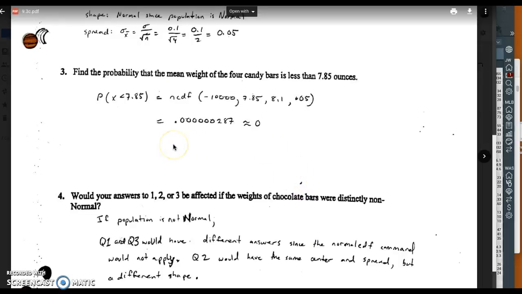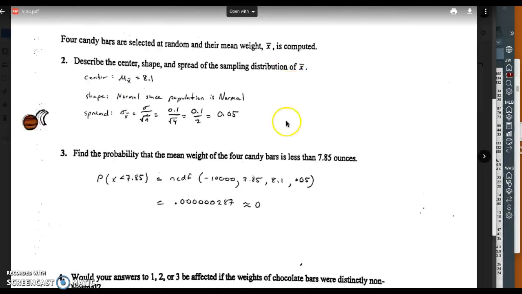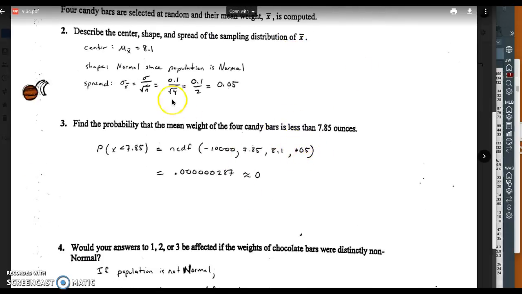Question 3. Find the probability that the mean weight of the 4 candy bars is less than 7.85 ounces. Again, this is going to be very similar to question 1. The argument is almost exactly the same, except now we're using a different standard deviation based on our answer to question 2. When you plug this in your calculator, it's going to tell you 2.87 e negative 7. Remember, the negative 7 means you're shifting the decimal place 7 spots to the left. If you do that, you would end up with a decimal followed by 6 zeros and then 287. But when the number is this small, you can just say it's approximately equal to 0. These wavy equal signs mean approximately equal to.